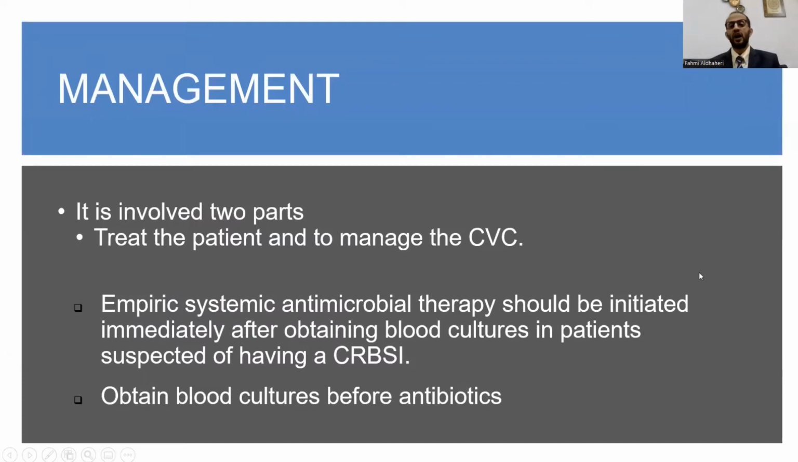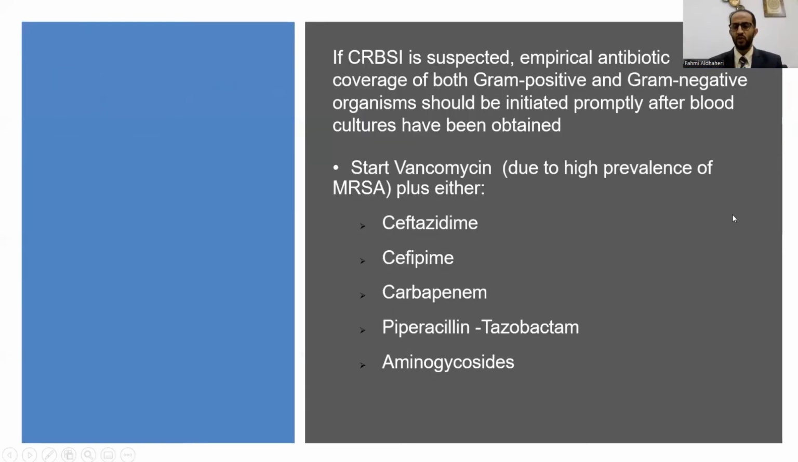Now let's talk about how to manage a patient with infection, with catheter-related infection. It has two parts: to treat the patient and to manage the catheter. To treat the patient, we should start empirical antibiotics, and antibiotics should be initiated after obtaining cultures. Then you start the antibiotic to cover gram-positive and gram-negative organisms.